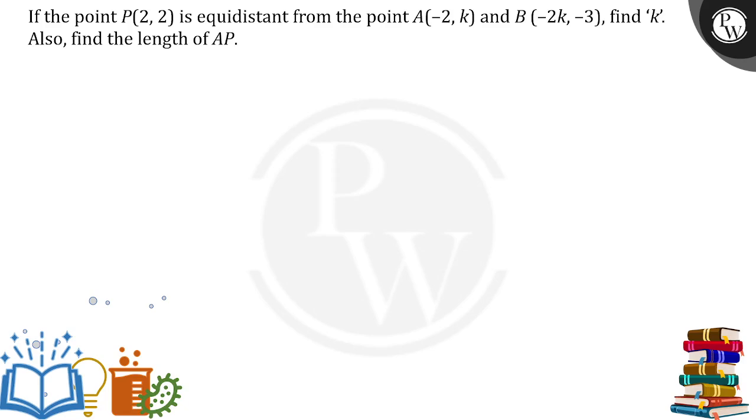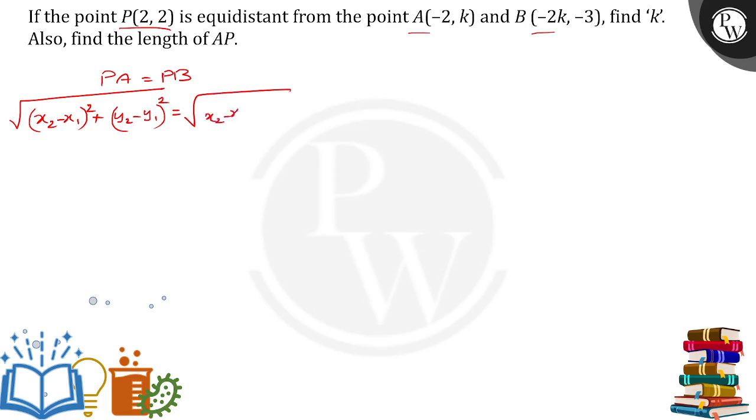Okay. So it was given that P is the point equidistant from A and B. So we know that PA is equal to PB. So we have to apply the distance formula to find the k value. So what is the distance formula? Square root of (x2 minus x1) whole square plus (y2 minus y1) whole square, and again the same on the other side. Okay, so P is (x1, y1), and here A is (x2, y2).